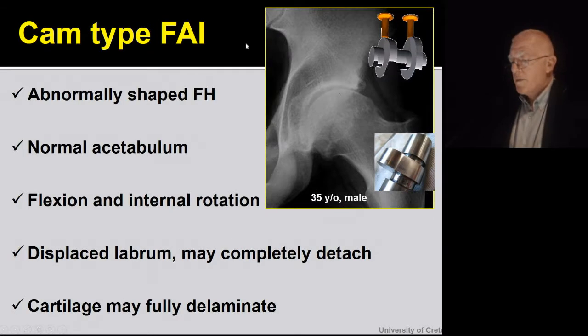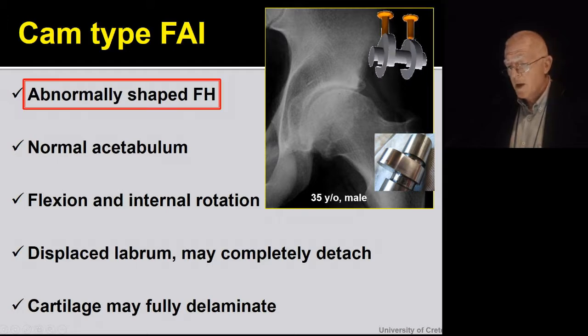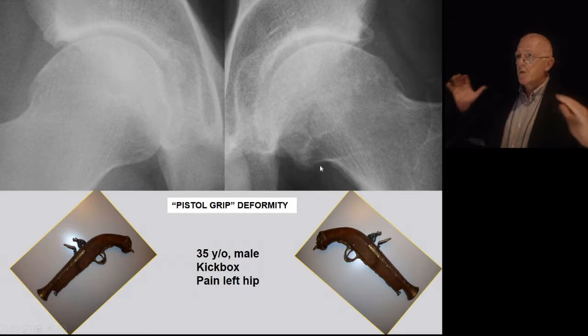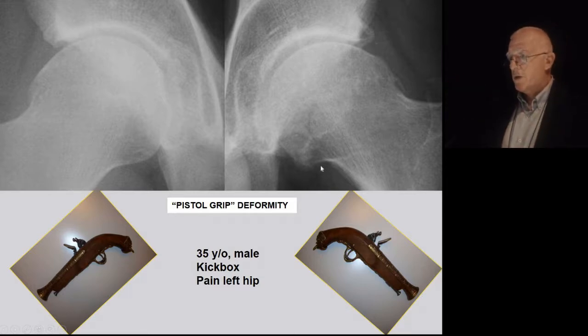So with the CAM type, the CAM comes from the engine. We have an abnormally shaped femoral head, we see it here. Normal acetabulum, and with flexion and internal rotation, we have abutment of this bony bump over the acetabulum, and the cartilage may fully delaminate. This is also known as pistol grip deformity because of this particular appearance on the plain films, which are similar to the pistol grip.